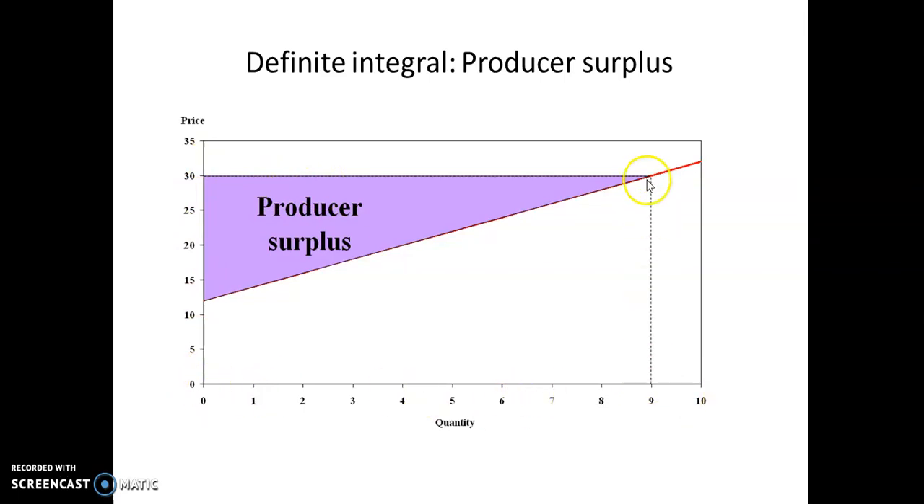However, can you determine this entire area? It is a rectangle, right? So therefore, I could say the product of my price, which is 30, times my quantity, which is 9, I'd get this area, this rectangle. And surely if I subtract this area that I would have gotten using definite integrals, what I'd be left with is my producer surplus, this purple shaded area. So let's have a look.